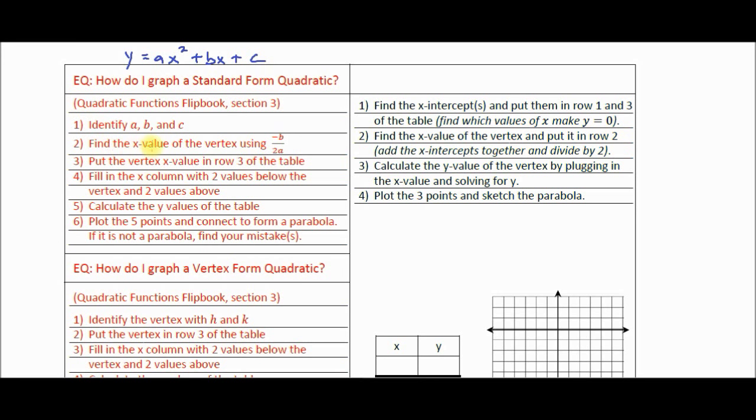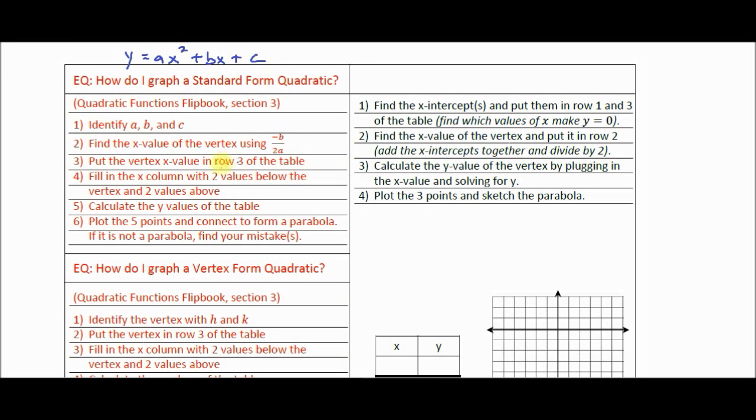The next step is we find the x value of the vertex using this formula, negative b over 2 times a. Remember, the negative b means flip the sign of the b value. Just like we flip the sign of the h value in vertex form, you flip the sign of the b value and put that in the numerator, and then 2 times a in the denominator. That formula will give you the x value of the vertex.